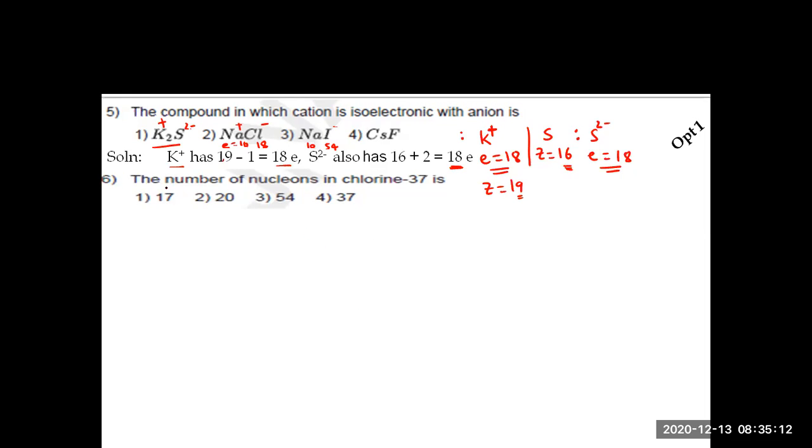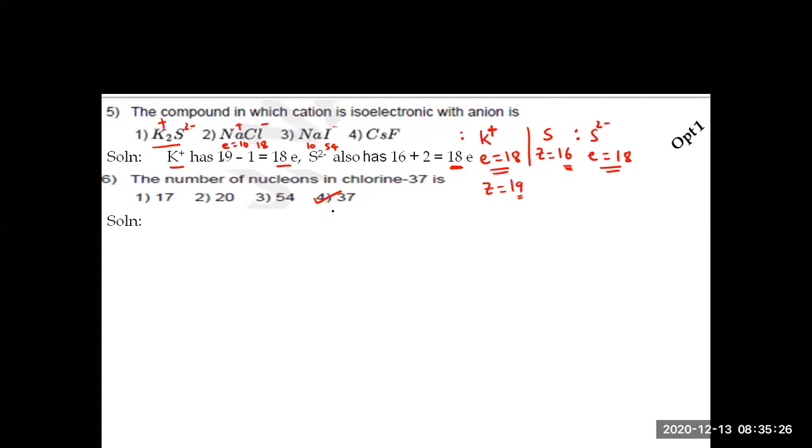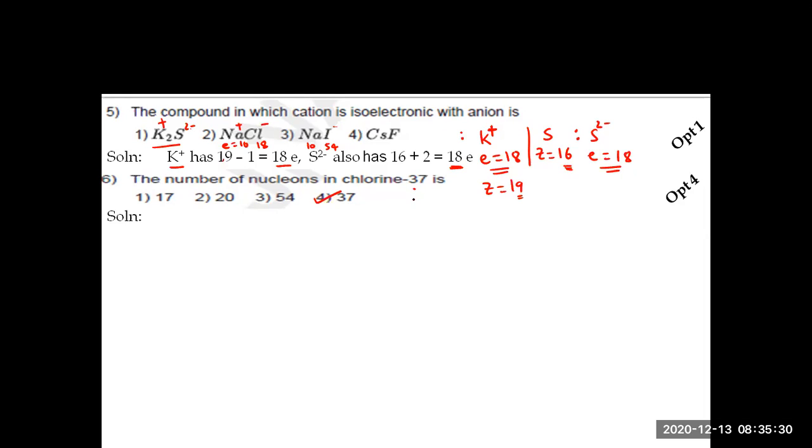Okay. Sixth one. The number of nucleons in chlorine-37 is? 37. That's the correct answer. That's all the simple question. Because nucleons means the number of particles present in the nucleus. So 37 is the mass number, A. A indicates the number of neutrons and protons. So 37 is the nucleus. That's all. It doesn't indicate electrons.